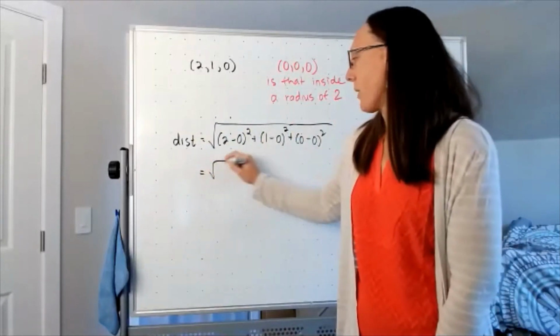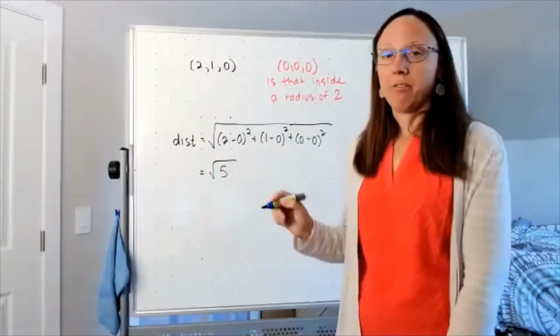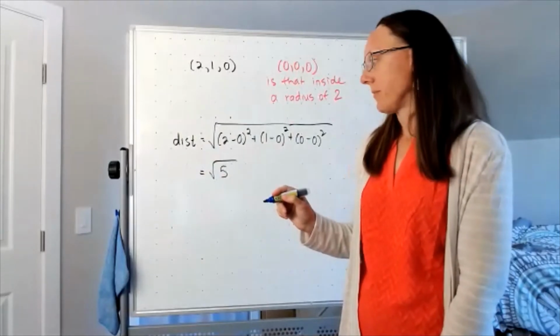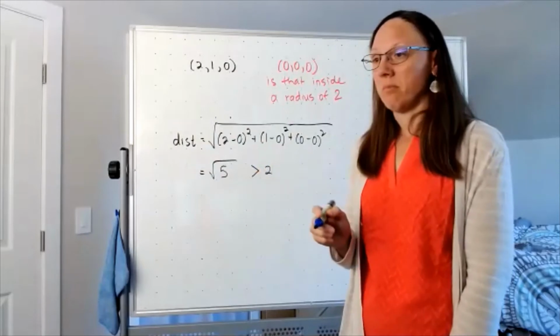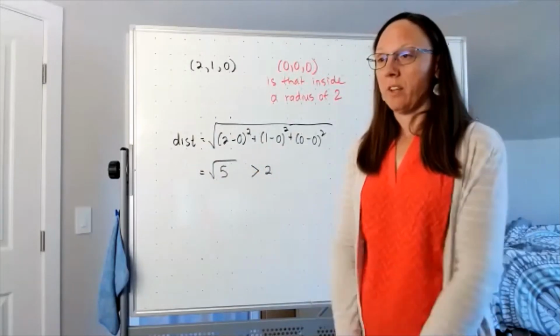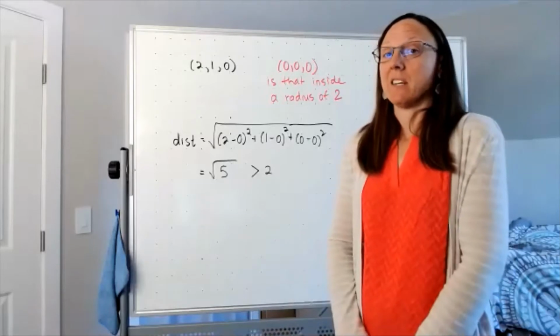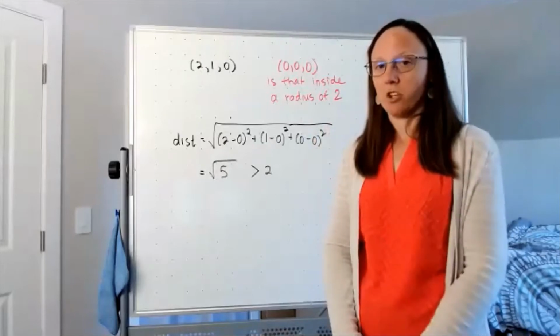That is the square root of 5, which is bigger than 2. So I'm going with, nope, the vaccine's not going to work there, because the vaccine is only going to work inside that bubble with a radius of 2.